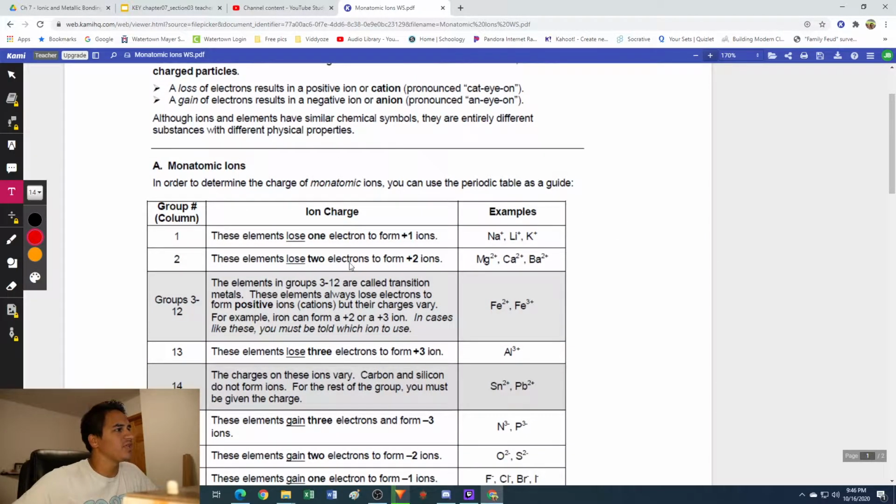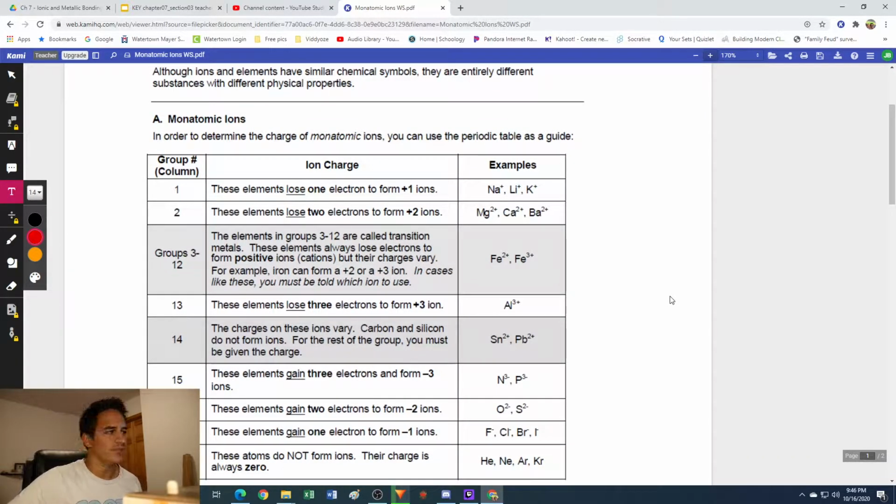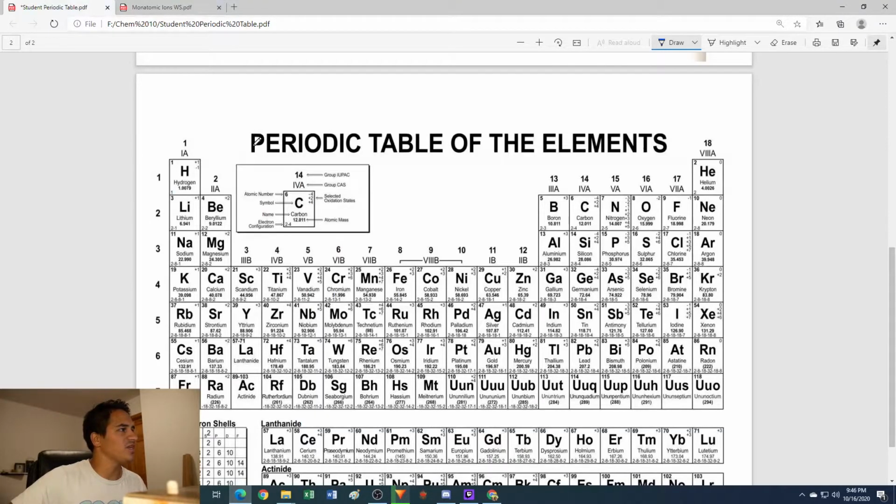So we're going to be dealing with monoatomic ions. That just means ions that are made of one atom. We'll learn about polyatomic ions later in this course, but regardless. So this is just some notes. It tells us here that elements in group number or column number 1 will lose one electron to form +1 ions. So elements like sodium, lithium, and potassium. And on the periodic table, that would be all of these elements here. Basically it's saying all of these elements make a charge of +1 because they all lose one electron.